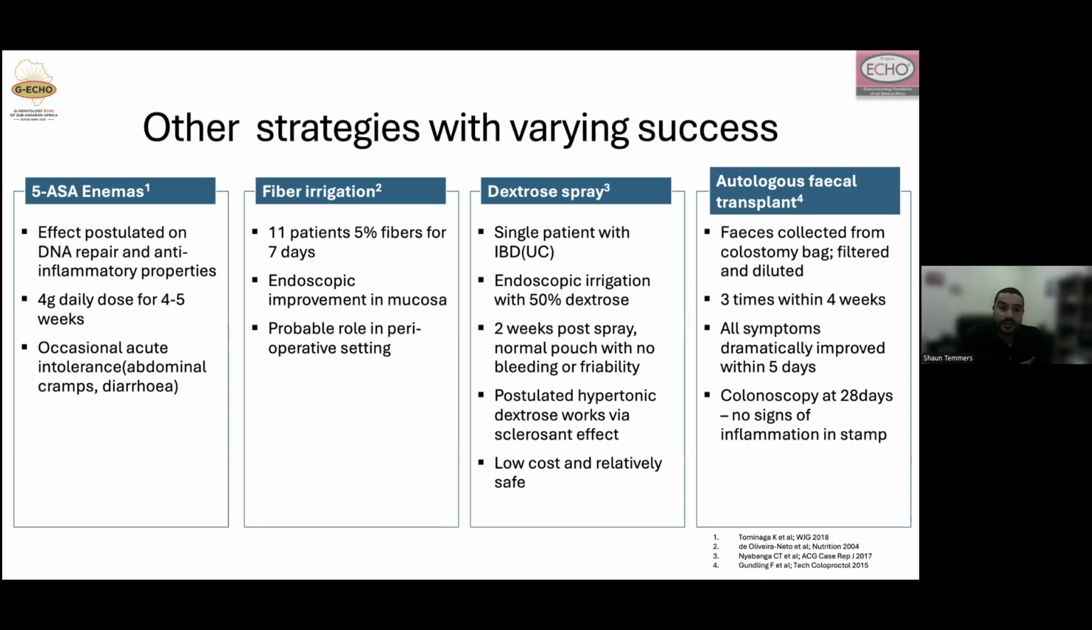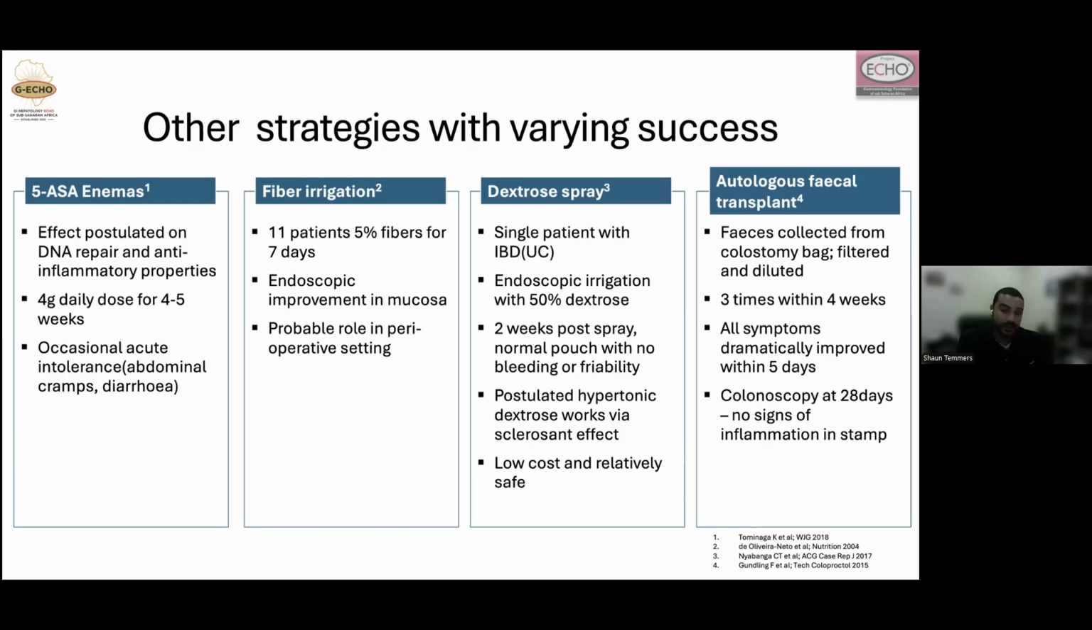Fiber irrigation was tried in 11 patients, where they used 5% fibers for about 7 days, and there was significant endoscopic improvement within the mucosa. Its role was considered perioperatively in that setting. Dextrose spray was tried in a single patient. Endoscopic irrigation of 50% dextrose, and 2 weeks post-spray, there was a completely normal pouch with no bleeding or friability found in this patient.